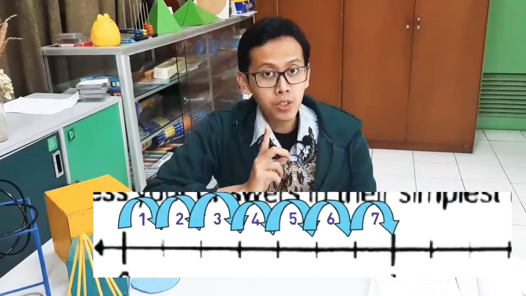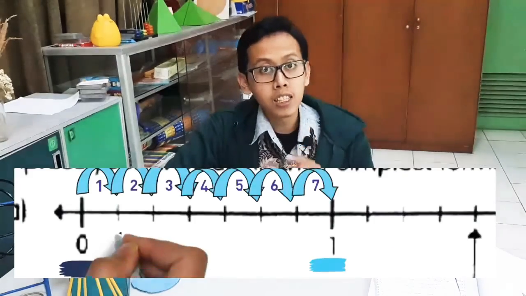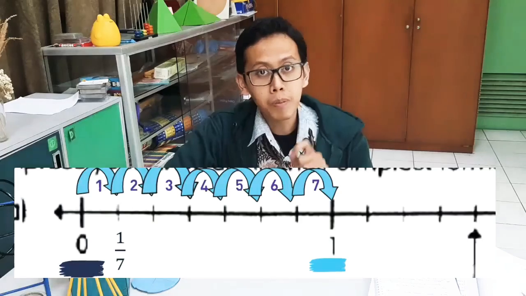Now, as we count, there are 7 partitions, right? This means two numbers are divided into 7 equal parts. That means the denominator of the fraction becomes 7. Let's put our numerators starting from the beginning. From 0, let's start. It will be 1/7, 2/7, 3/7, 4/7, 5/7, 6/7.